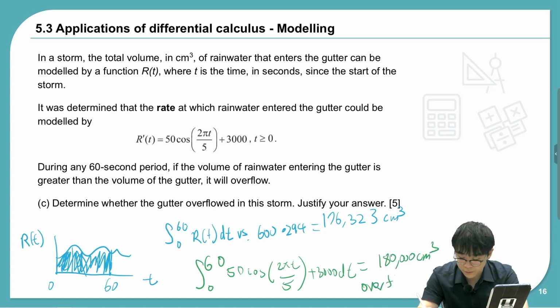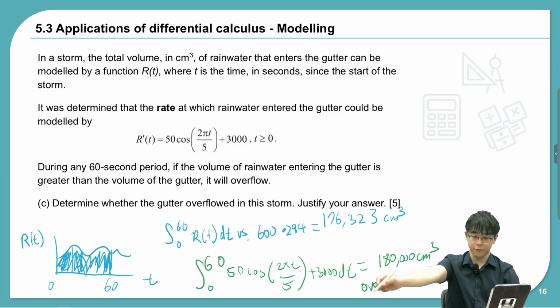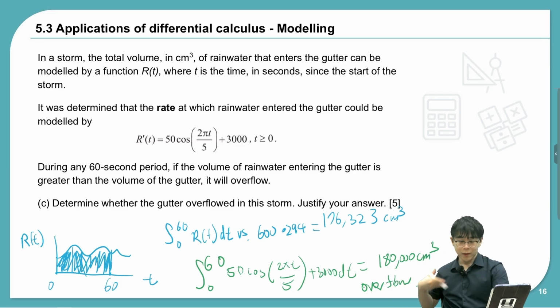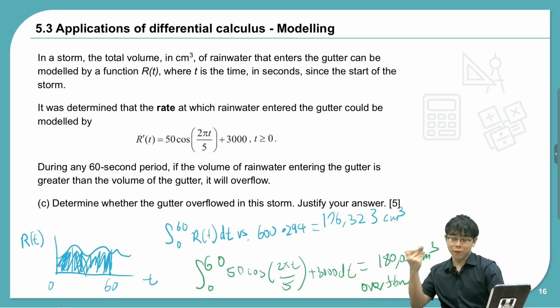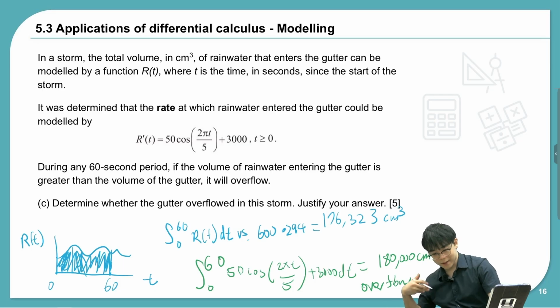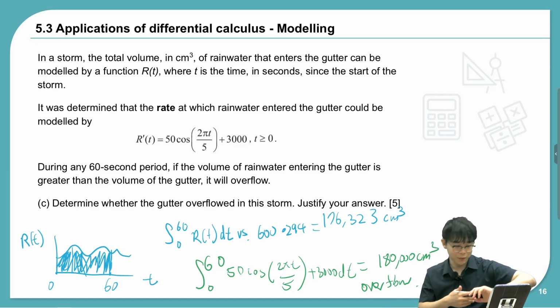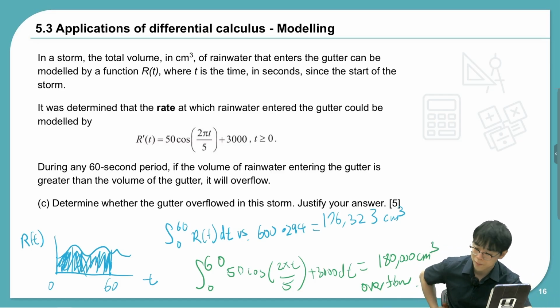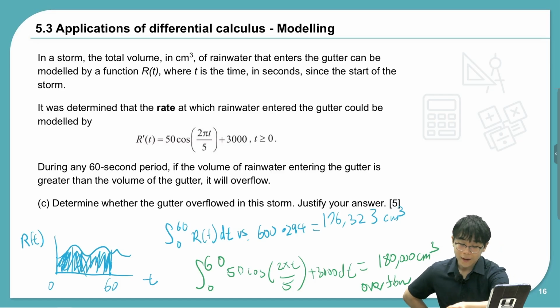So it does overflow because according to the function of rate of rainwater flowing, during the first 60 seconds, we have 180,000 cubic centimeters coming in, but the actual volume of the gutter that we found, which is 600 times cross-sectional area, was 176,000. So by a small margin, we would have the gutter overflowing. Okay, so that's number 10.